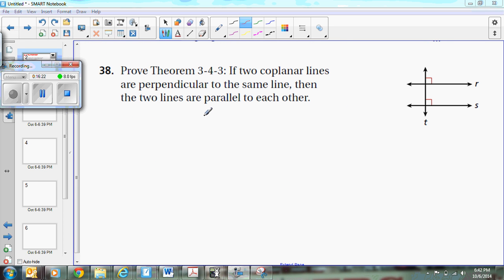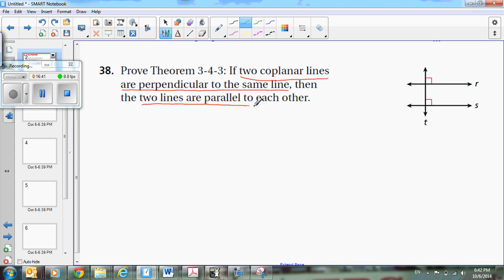All right, and last but not least, let me give you a little bit of help with number 38. We're proving theorem 3-4-3, which says if two coplanar lines are perpendicular to the same line, then those two lines are parallel to each other. So let's write a given and a proof statement in terms of this diagram. So what would we be given? What would we be assuming to be true?